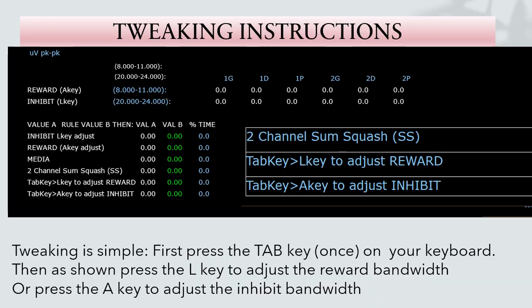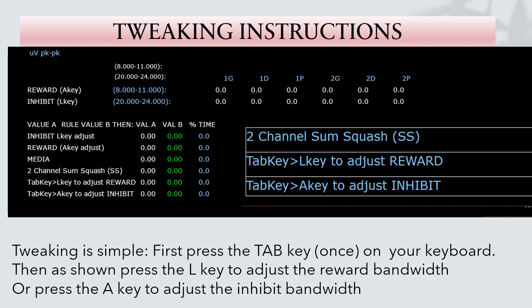What are our tweaking instructions? When we open up the protocol, you'll see the reward defaults to 8 to 11 Hertz and the inhibit to 20 to 24. Press on the tab key once and notice it goes from blue 8 to 11 to white 8 to 11 and white 20 to 24. When it is white and after you've clicked the tab key just once, that's when you can tweak.